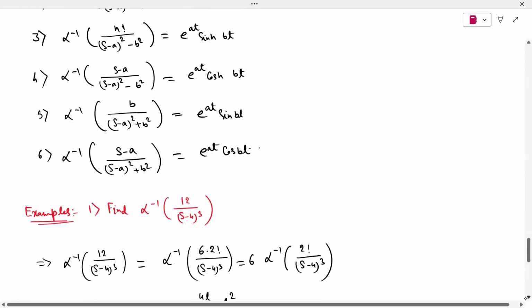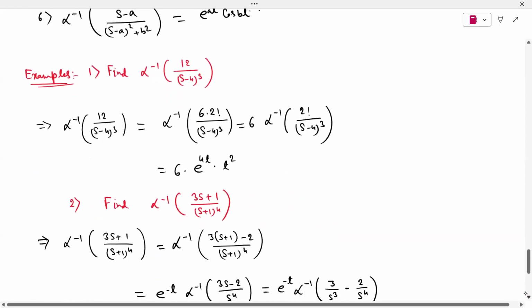Now try to solve some example. Find Laplace inverse of 12 by s minus 4 whole cube. So look here, this becomes s minus 4. So there is a shifting going on. Whenever we replace s by s minus 4, there is a shifting by 4. So whenever there is a shifting by a, some e to the power at will come out. So how can I find this?